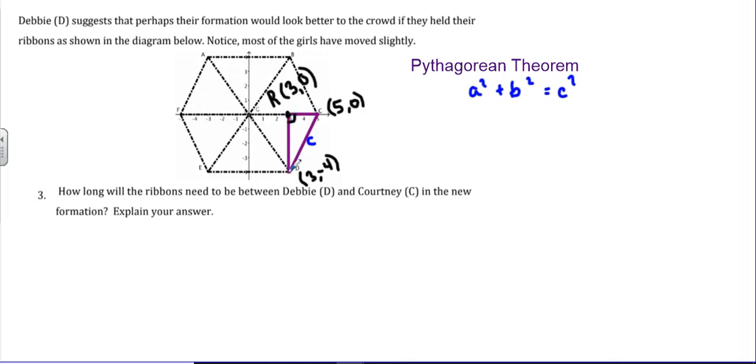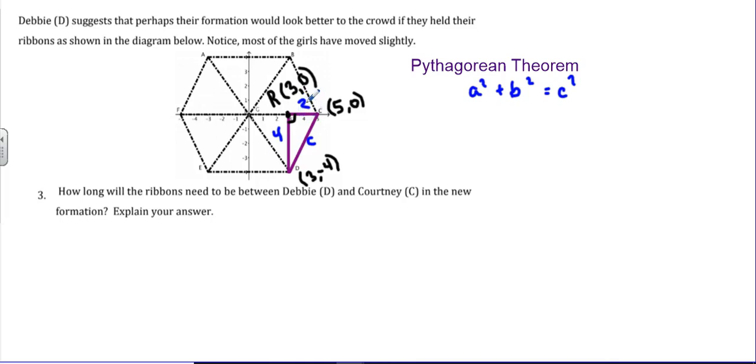To get the long vertical leg, I can just count 1, 2, 3, 4 units, or I could look at my coordinates and know that the difference between 0 and -4 is 4. And for the horizontal leg, I can count 1 unit, 2 units, or I can just look at my x coordinates and I know the difference between 5 and 3 is 2.